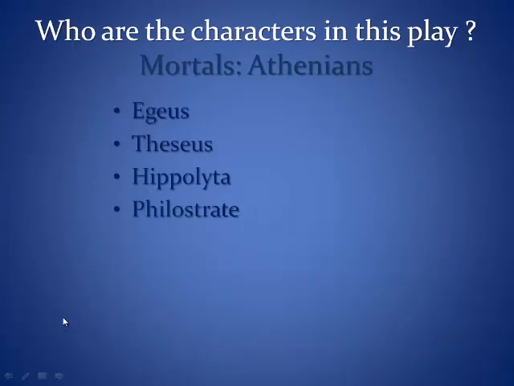Now let us see the mortal characters. Under the Athenian mortals, we classify the characters. Aegeus, he is Hermia's father, who has given Demetrius permission to marry Hermia. Theseus, the Duke of Athens, engaged to Hippolyta. Hippolyta, the legendary queen of the Amazons, betrothed to Theseus. Philostrate, a party planner responsible for organizing the entertainment for the Duke's wedding.